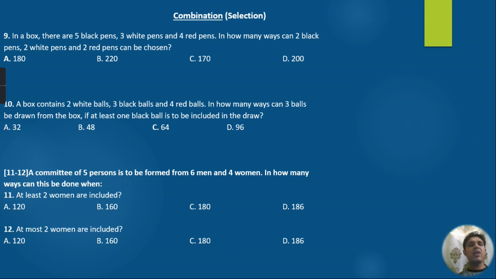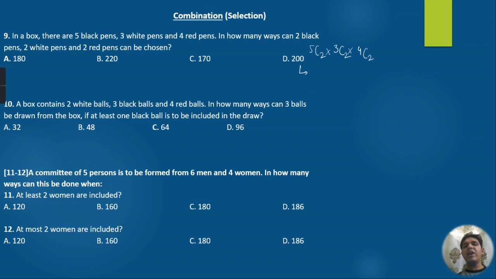So students, first of all I have to select 2 balls out of 5, so I can write it as 5C2. Thereafter 2 balls out of 3, so I can write it as 3C2. Thereafter 2 balls out of 4, so I can write 4C2. All the things are in AND case, so I can multiply all the things, right?